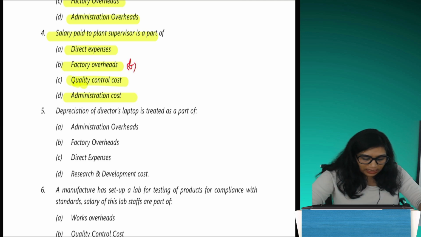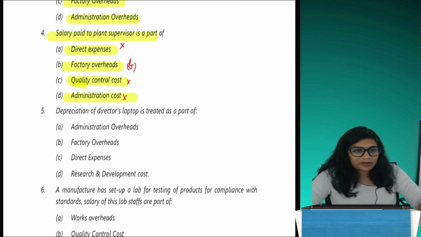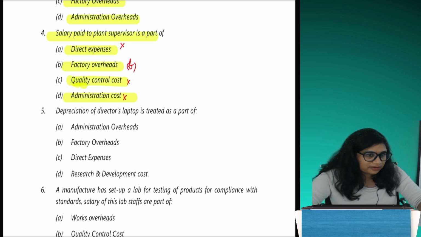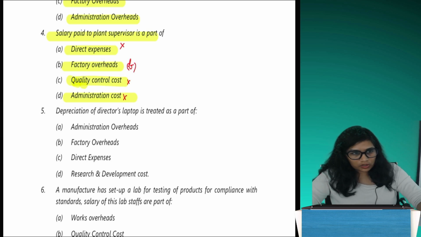So it cannot be works overheads. It is not incurred in the factory. And it cannot be research. There is no research and development happening here. There is testing happening. QC basically. So answer is B. Is it okay? Have you all got it right till now? Second one, understood? Okay. Next.